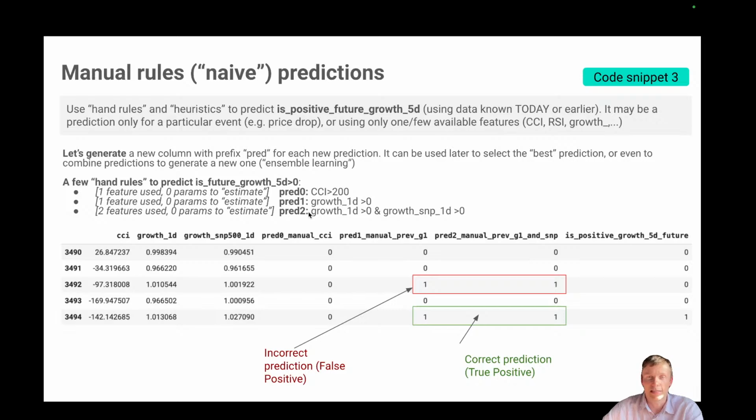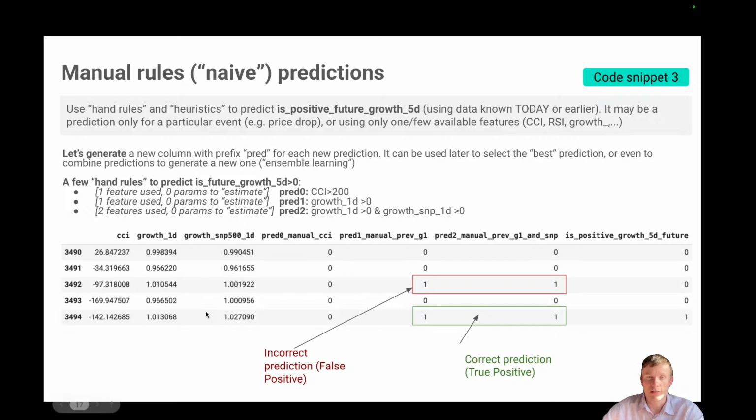Next idea is that you may add some additional conditions, and you may need to use more features here. Let's assume that you include growth 1 day is more than 1, and growth of benchmark S&P is more than 1. So here it's more than 0%. What I meant here, and that's how you produce this prediction number 1 and prediction number 2.